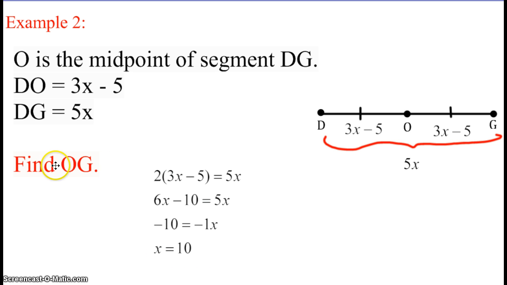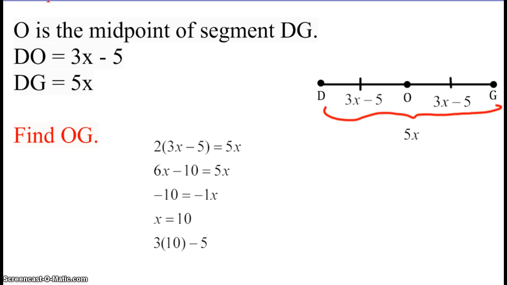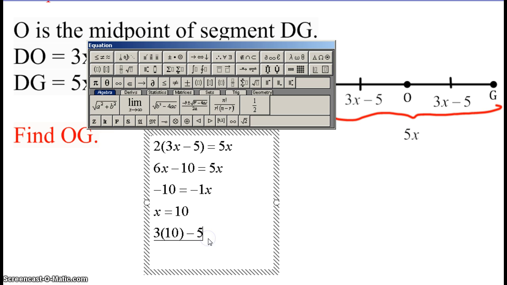In red right here it says find OG. So now that I copied it over, OG is exactly the same thing as DO. So I could plug it back into DO, which gives me 3 times 10 minus 5. So that's 30 minus 5, 25. So my final answer is 25.